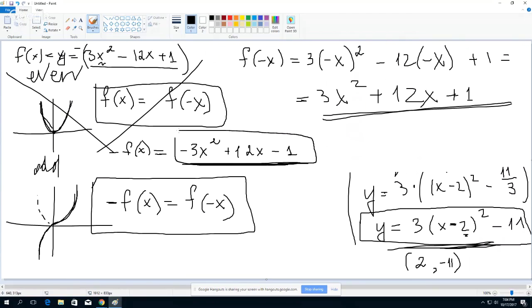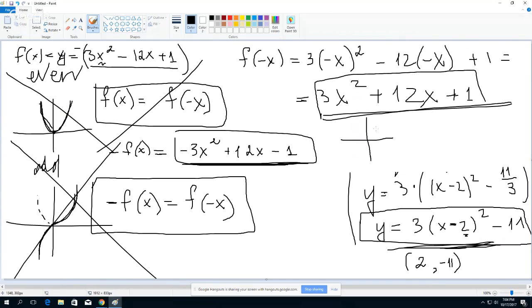Do you understand this part? Then it would be negative 3x squared plus 12x minus 1? Yes, exactly. Now we look at what we got and compare it with our f of minus x function, and we see obviously no, because here is minus, here is plus. So this function is also not odd. We can say that this function is neither odd nor even, and there is no axis of symmetry. When we draw this graph, it would be something like that. Got it. Now let's move on.